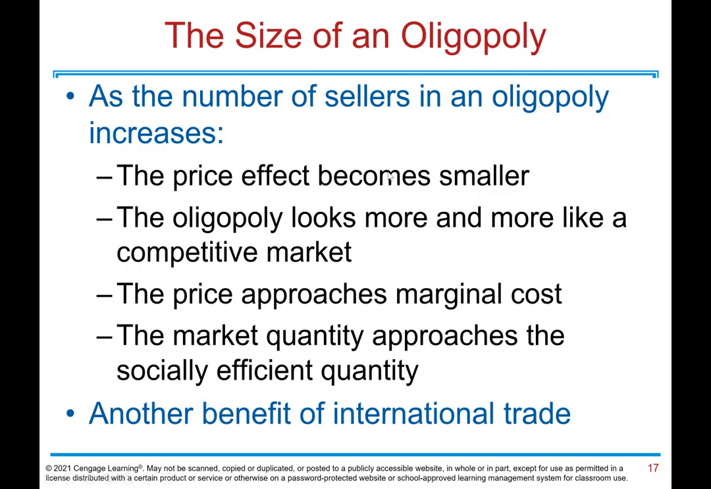The size of an oligopoly. As the number of sellers in an oligopoly increases, the price effect becomes smaller. The oligopoly looks more and more like a competitive firm. The price approaches marginal cost. The market quantity approaches the socially efficient quantity.